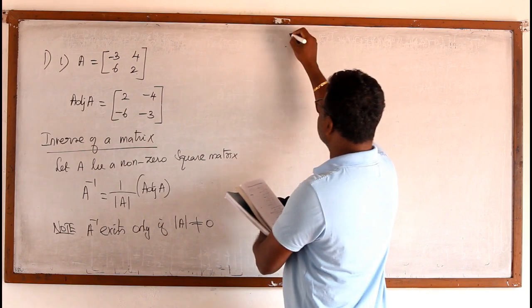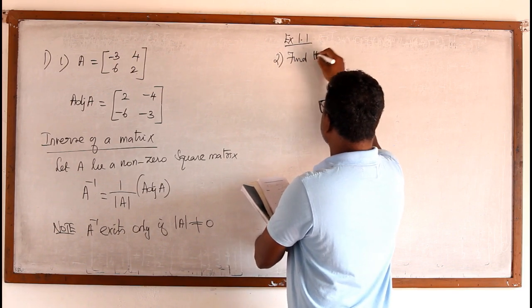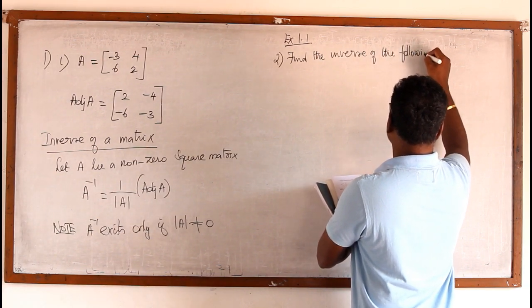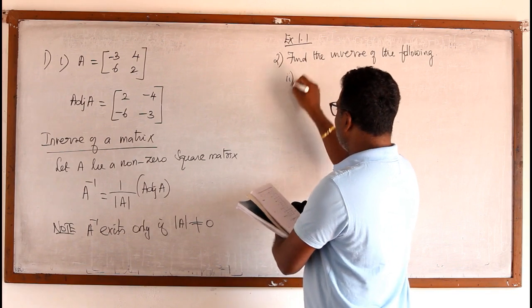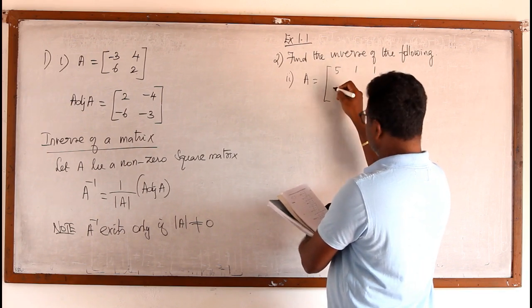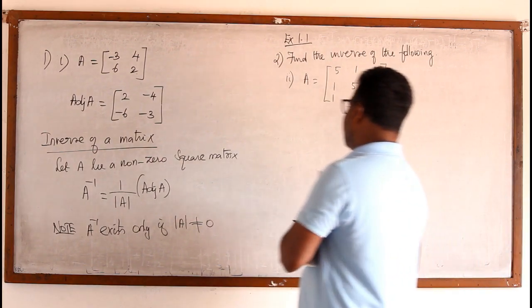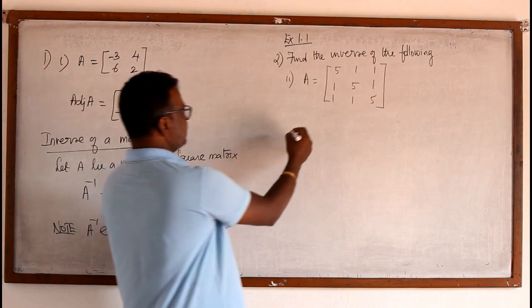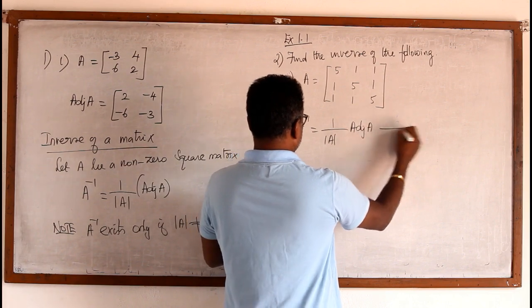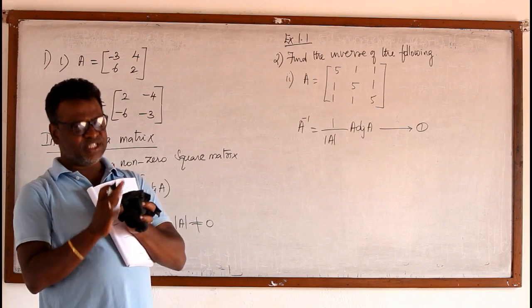So again we shall go for exercise 1.1, second problem. Find the inverse of the following. Again, I will go for a 3 by 3 matrix straight away. A equal to 5 1 1, 1 5 1, 1 1 5. I have to find the inverse. The inverse formula is A inverse equal to 1 by determinant of A into adjoint of A. First we shall find the determinant of A and ensure whether it is becoming 0 or not.